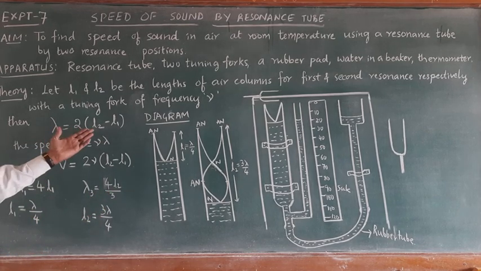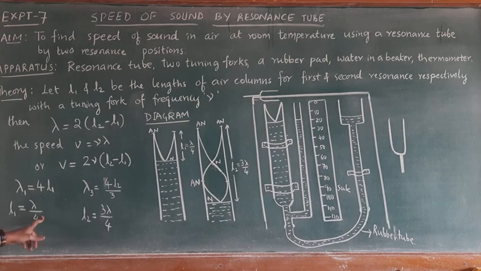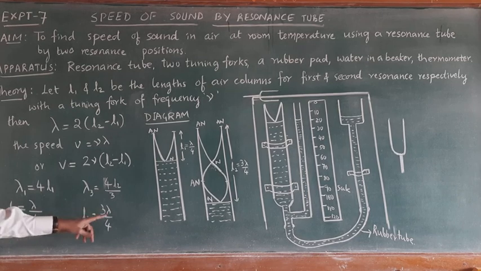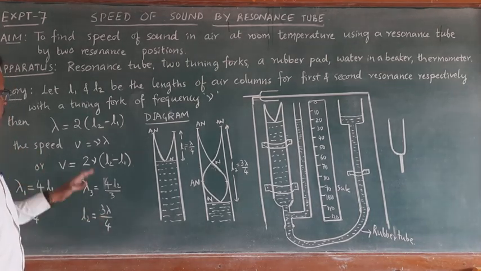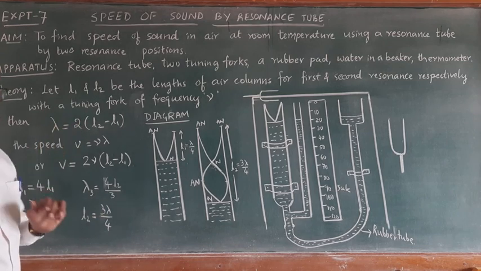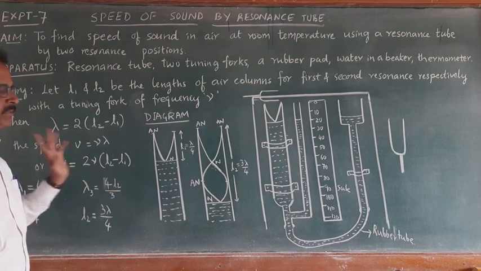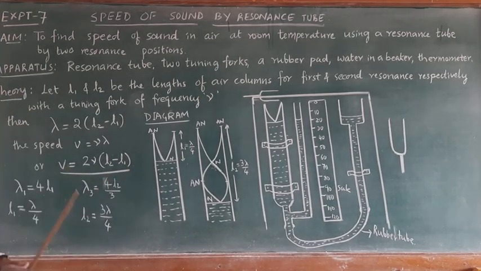If you take L2 minus L1, that is 3 lambda by 4 minus lambda by 4, if you take the difference, you get lambda by 2. So lambda by 2 into 2 gives you lambda. That's how we get the equation v equal to 2 nu into (L2 minus L1). This is the main equation to find the speed of sound.